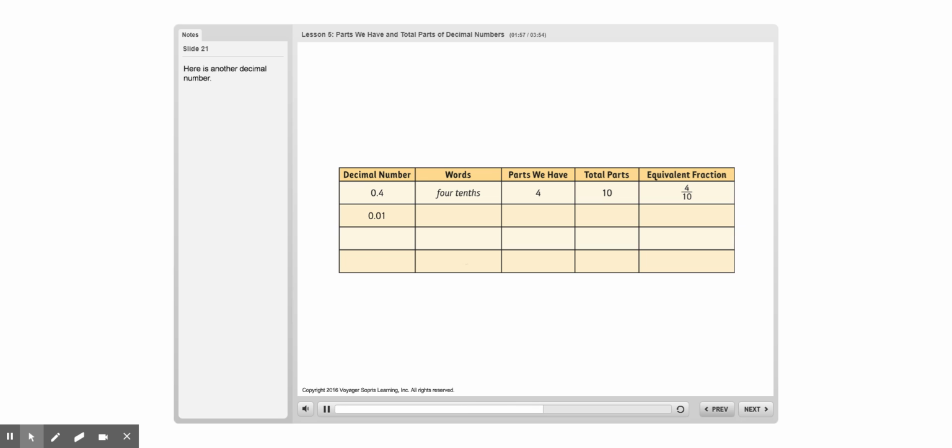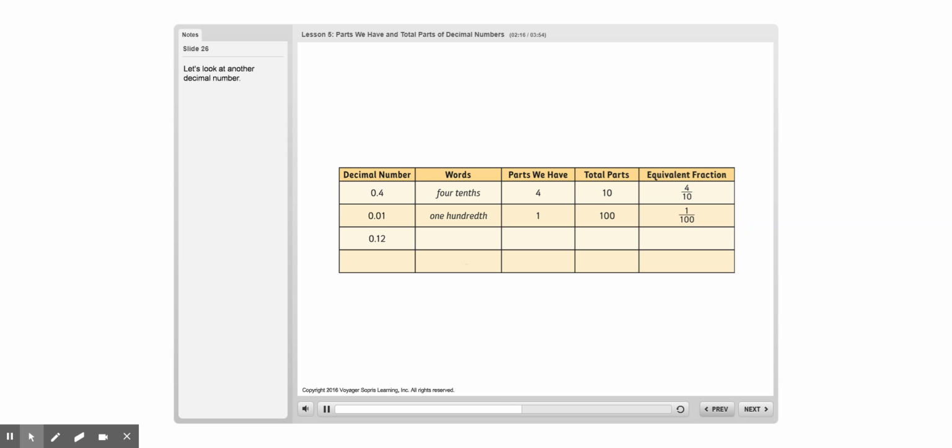Here is another decimal number. When we read this number, we say 1 hundredth. We have 1 part, and there are 100 total parts. The equivalent fraction is 1 hundredth.